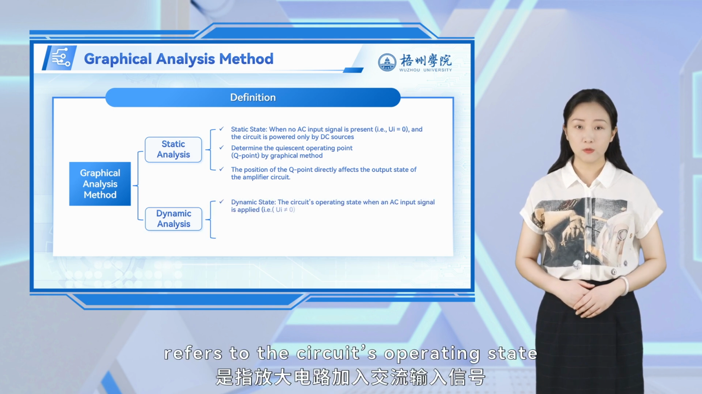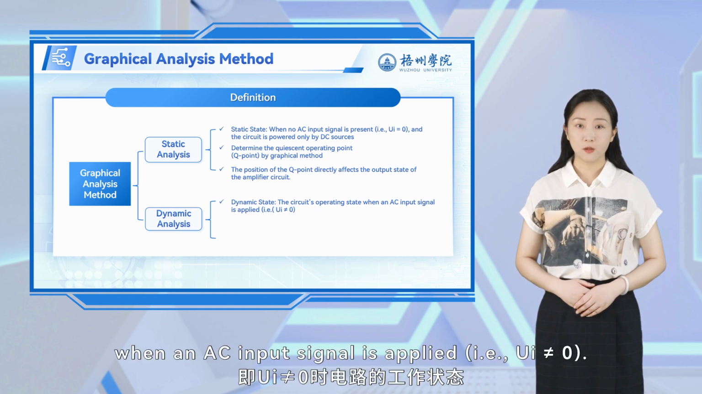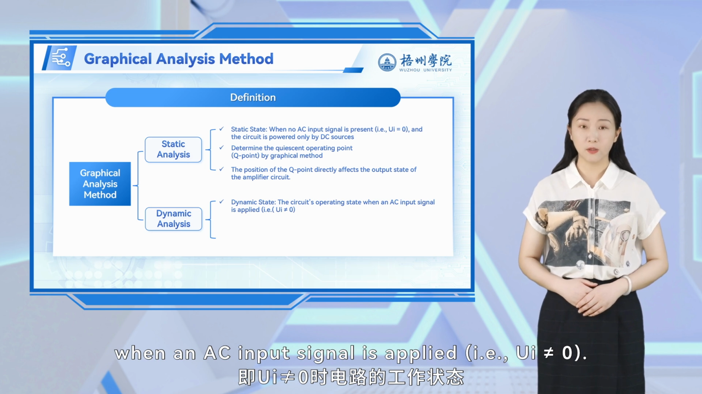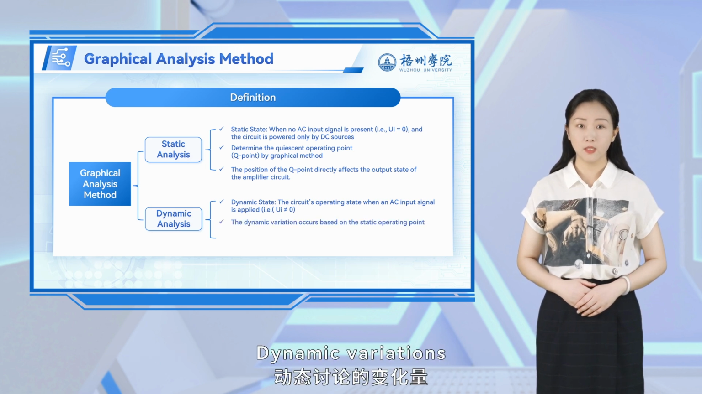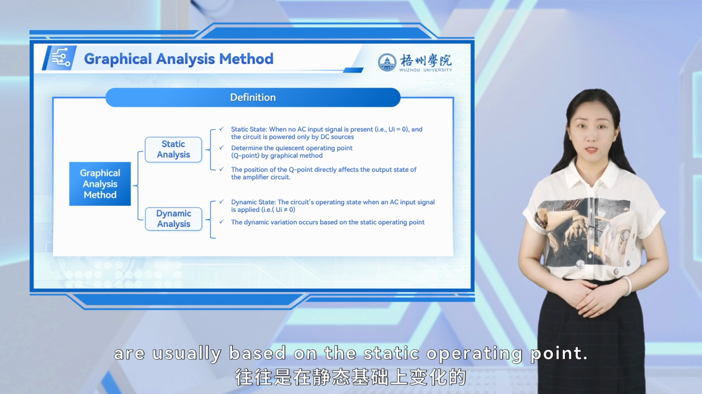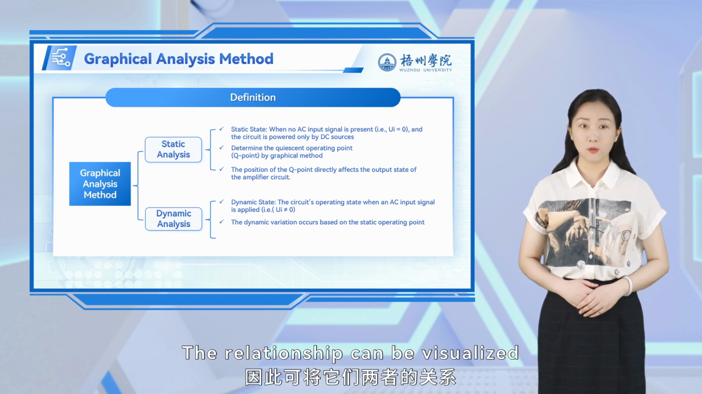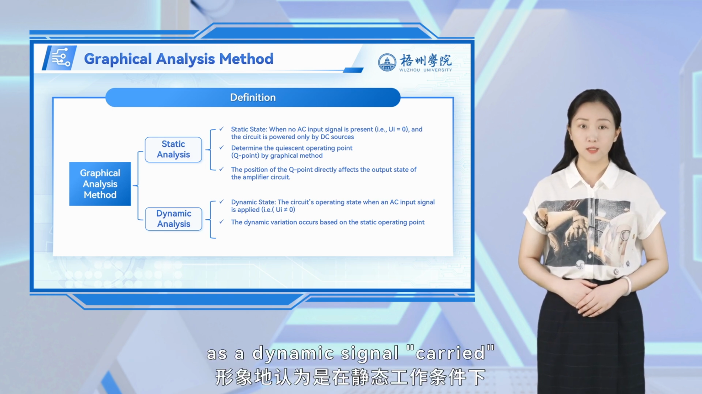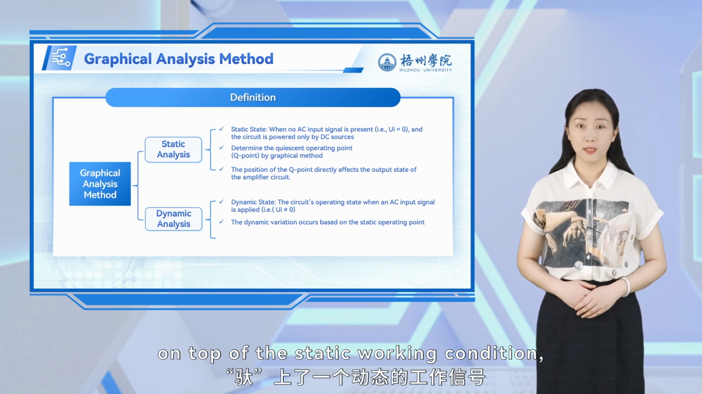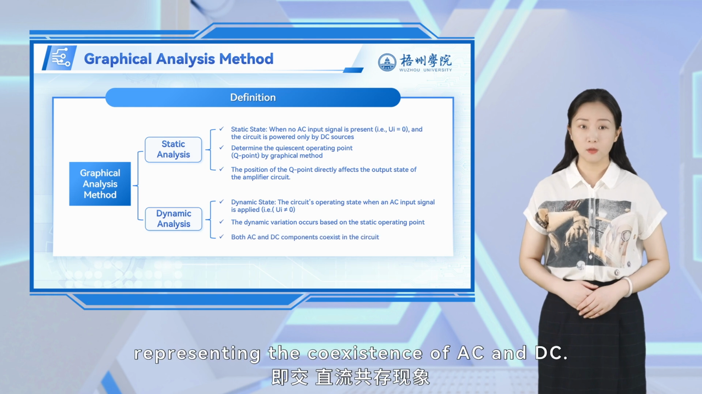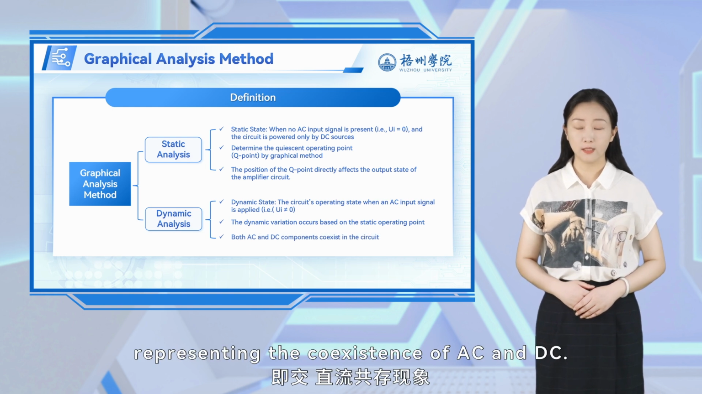Dynamic analysis refers to the circuit's operating state when an AC input signal is applied, i.e., UI is not equal to 0. Dynamic variations are usually based on the static operating point. The relationship can be visualized as a dynamic signal carried on top of the static working condition, representing the coexistence of AC and DC.